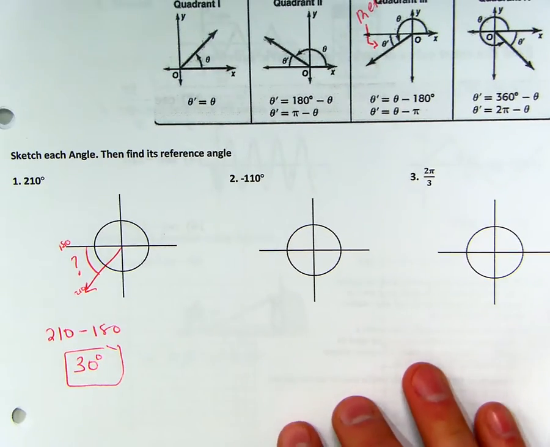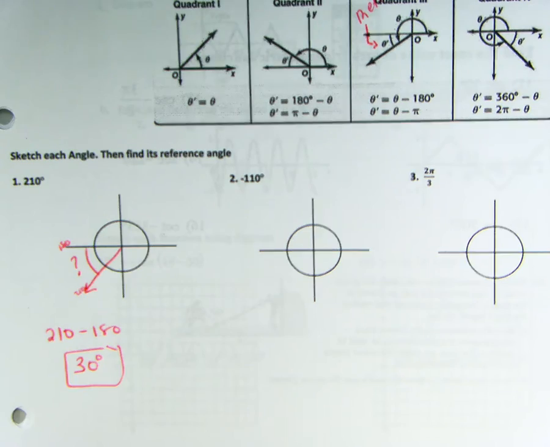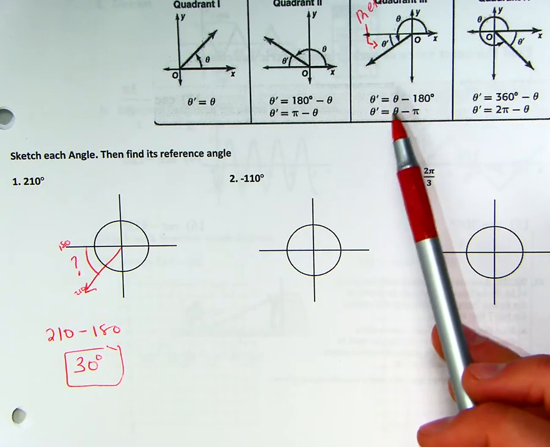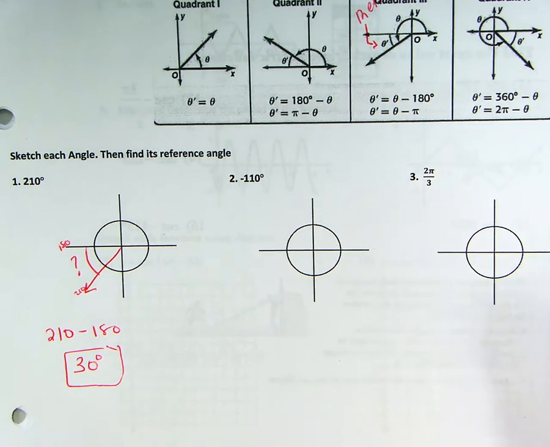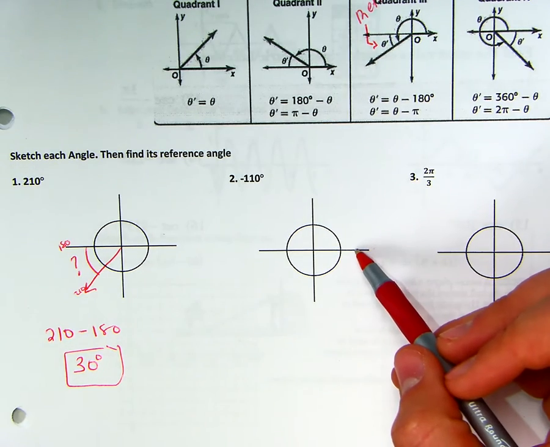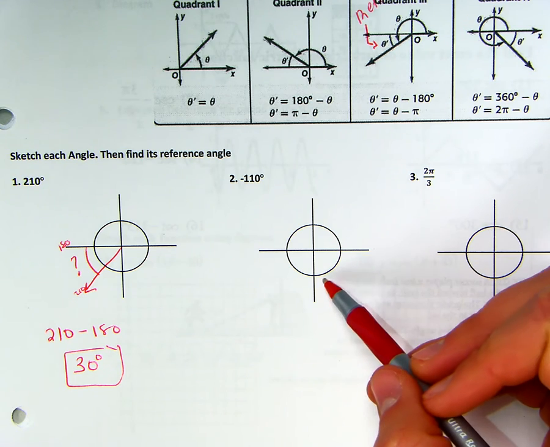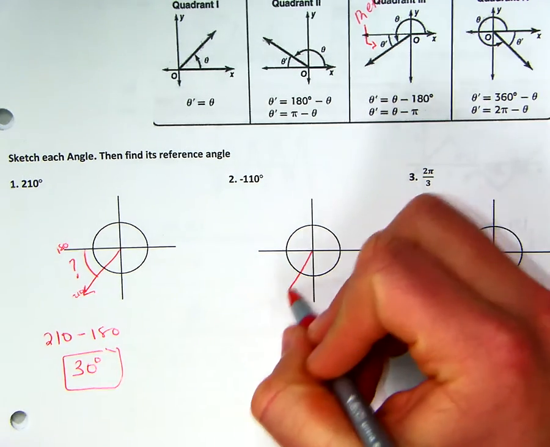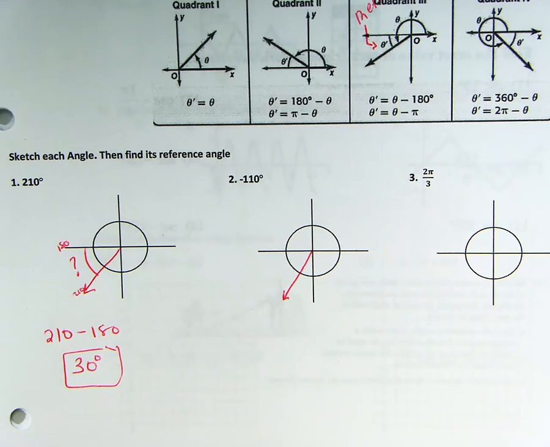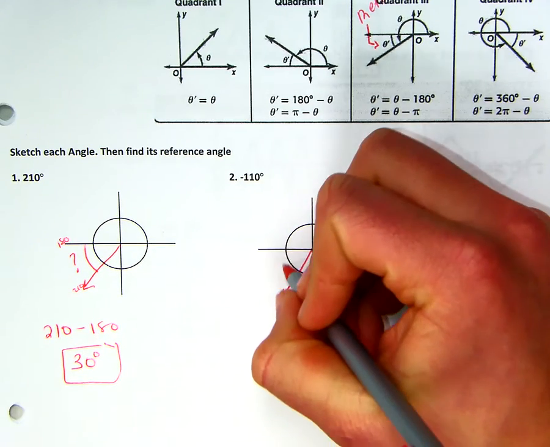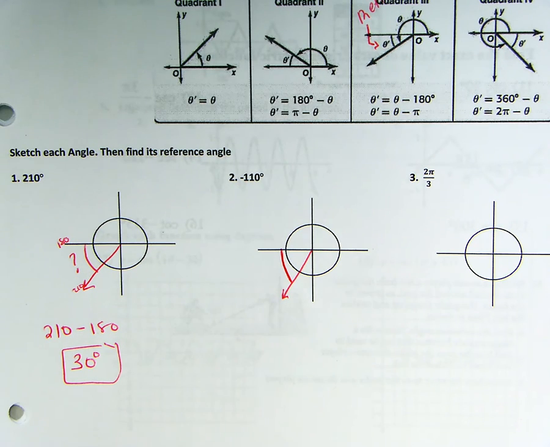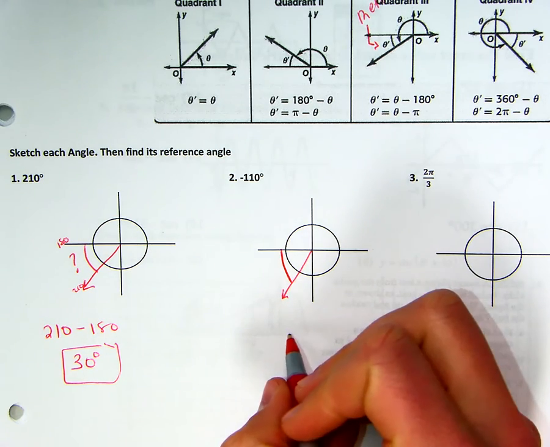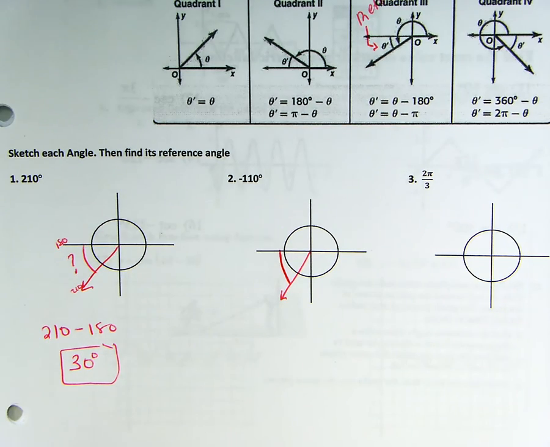All right, so for 210, see that's in the third quadrant. So you're doing 210 minus 180. For negative 110, well, from 360, I know it's a negative, so I have to drop down. Well, there would be 90, so I'm going to be in the third quadrant again. All right, so what is that angle right there? So I'm going to do theta, which is negative 110, minus 180.